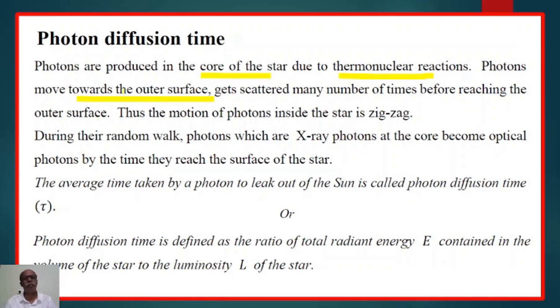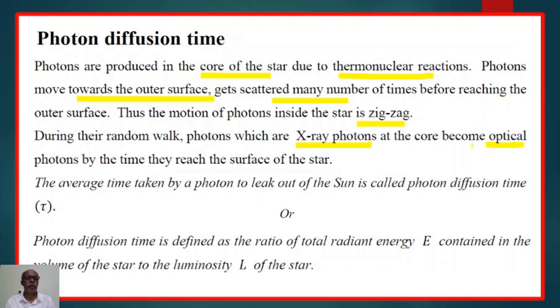During the travel from the core to the surface, they undergo many scatterings. It will be scattered many number of times. Hence, the motion of such a photon is said to be zigzag. During the random motion of the photon from the core to the surface, the photons that were X-ray photons when they are produced at the core become optical photons once they reach the surface of the star.